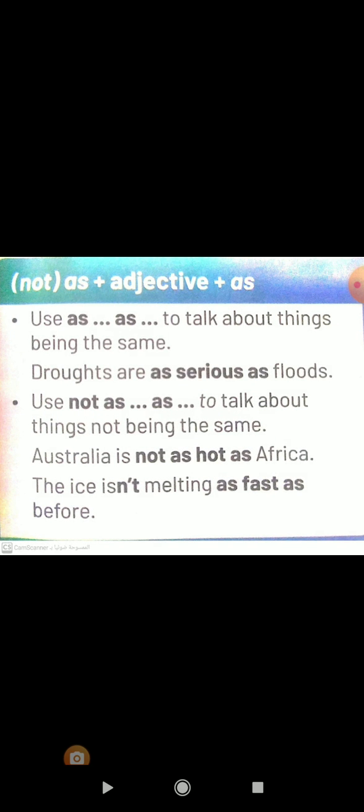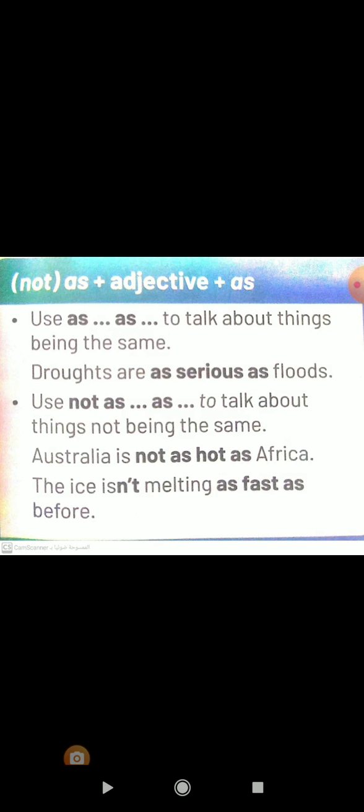We use as plus adjective plus as to talk about things being the same. This means that they have the same degree of the adjective. For example, droughts are as serious as floods.